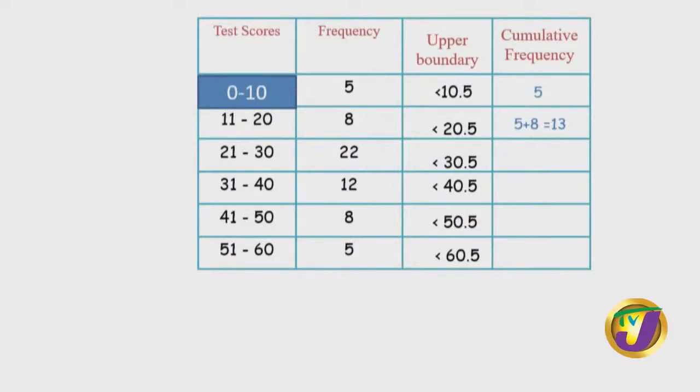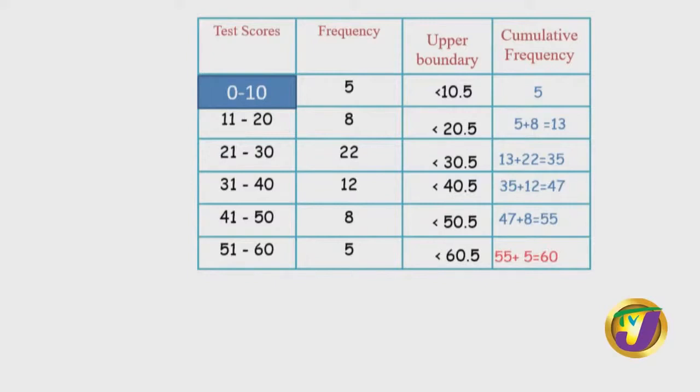Beautiful. And you know what else I just realized? That is how I can link my cumulative frequency to my upper boundary. Definitely. I'm learning. All right, for the third class, we're continuing. It will be 13 plus 22, which gives us 35. And we continue. 35 plus 12 gives us 47. 47 plus 8 gives us 55.